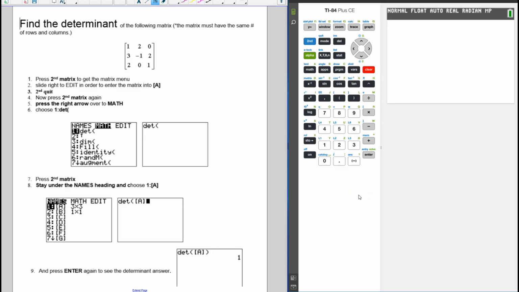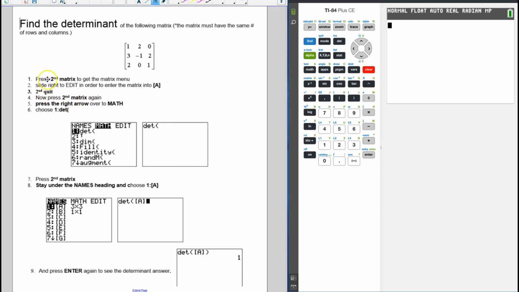Okay, the next part from chapter 9 is how to find the determinant of a matrix in our calculator. Now first, in order to be able to even find a determinant, which is just a real number associated with certain types of matrices, the matrix must have the same number of rows and columns. It's called a square matrix. So like this has 3 rows, 3 columns.